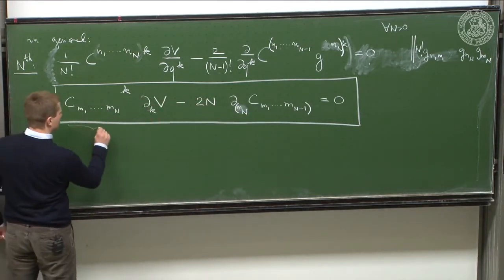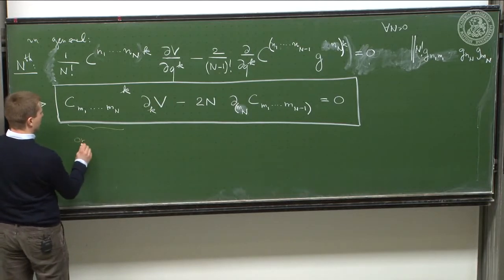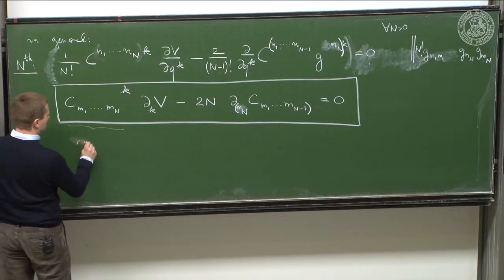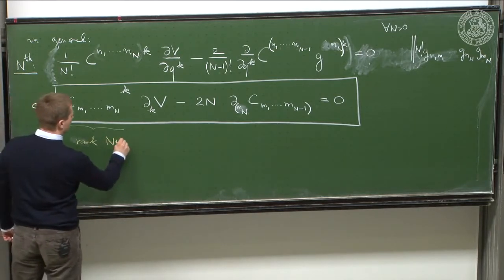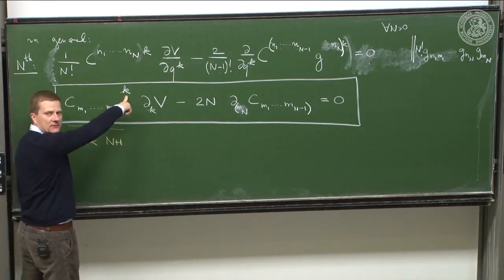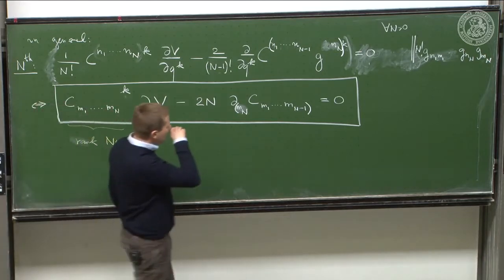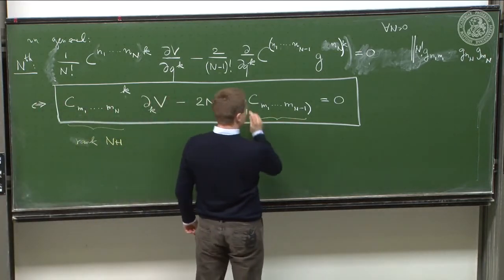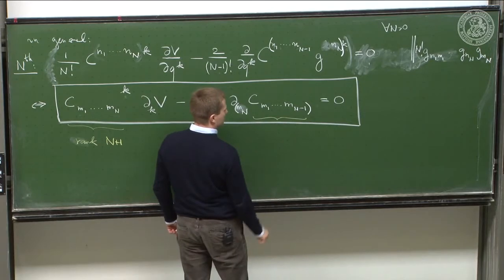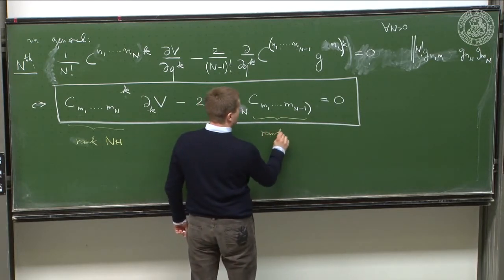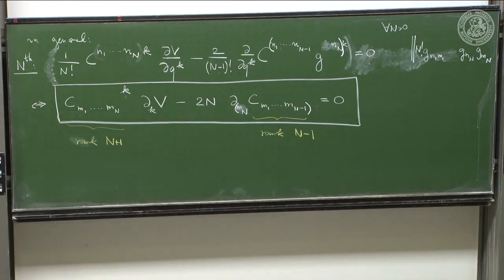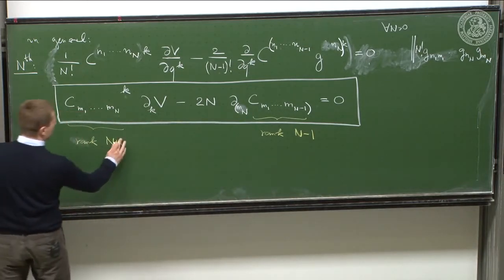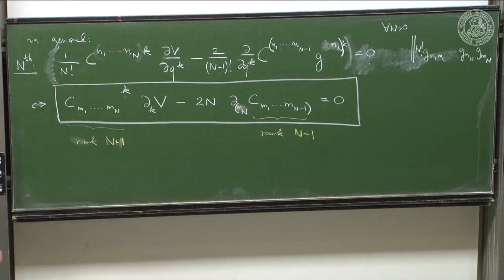This guy here is of order, well, now I mean by a rank, let me call it rank, is of rank capital N plus 1. N plus 1 up here, don't forget it. And this coefficient here, whose derivative we take, whose totally symmetrized derivative we take, is of rank n minus 1. So there is a gap of ranks of 2 between these two.